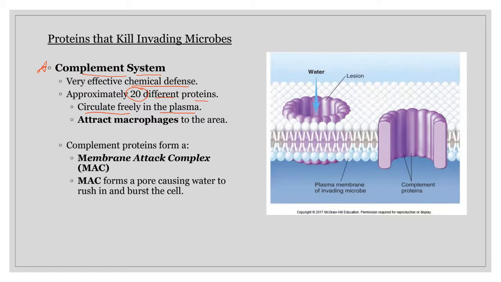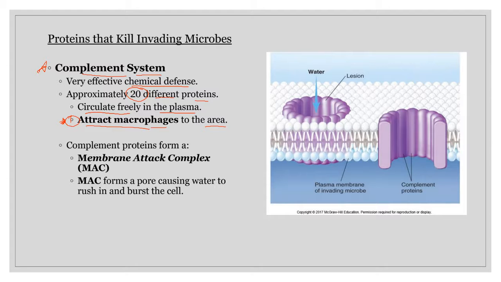And what they're going to do is, well, they have different functions. One of them is attracting macrophages to the area. So one of the functions of these complement proteins is to call upon other macrophages, so they can go to the area and start phagocytizing things, right?